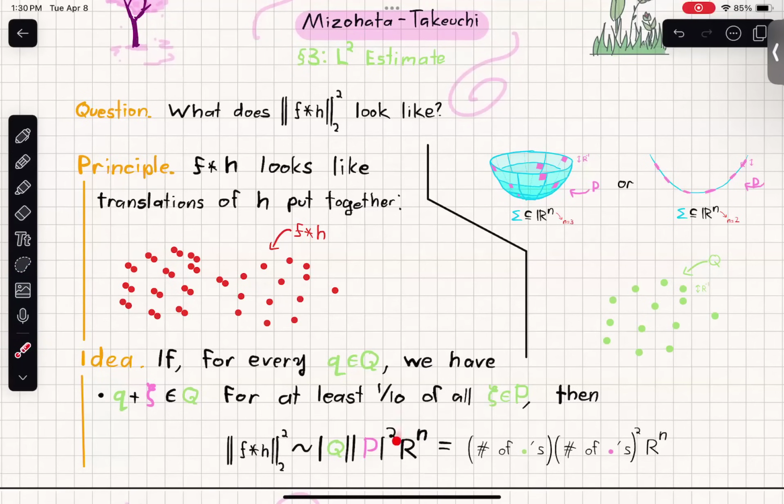And then we also pick up a normalization factor because we're converting from an L1 norm to an L2 norm. You can ignore these normalization factors because they're all going to disappear in the end.